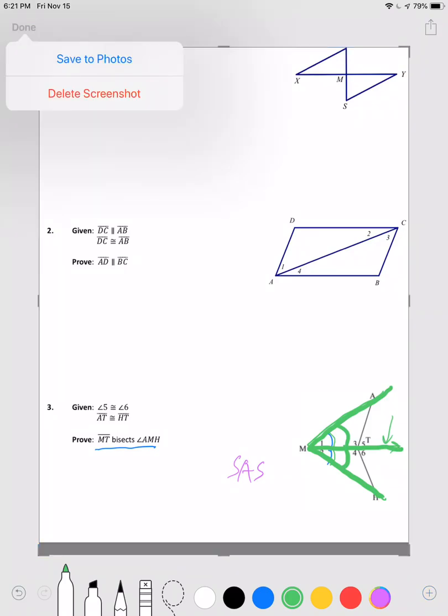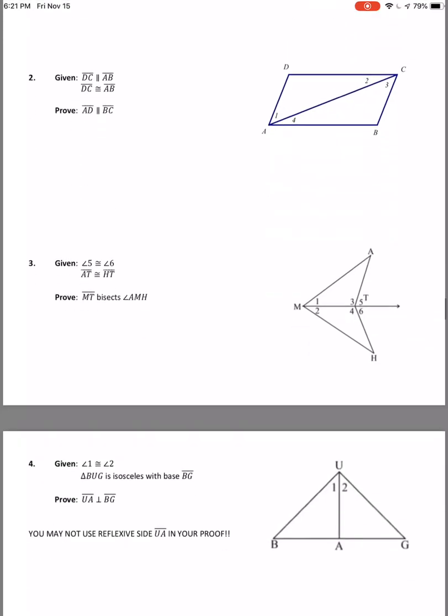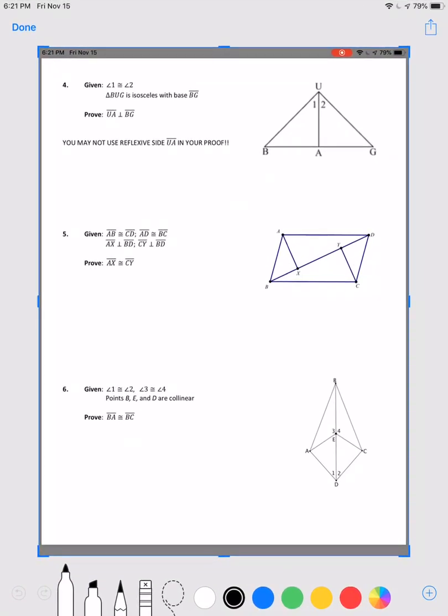Some of these are really long, and some of them are pretty different than what we did on IXL, which is why I really like this proof guide. It has a lot of interesting proofs. Okay, let's do number 4. Some of these are pretty hard.